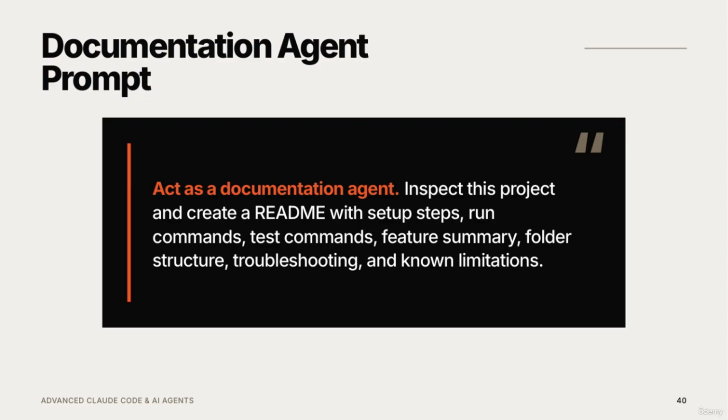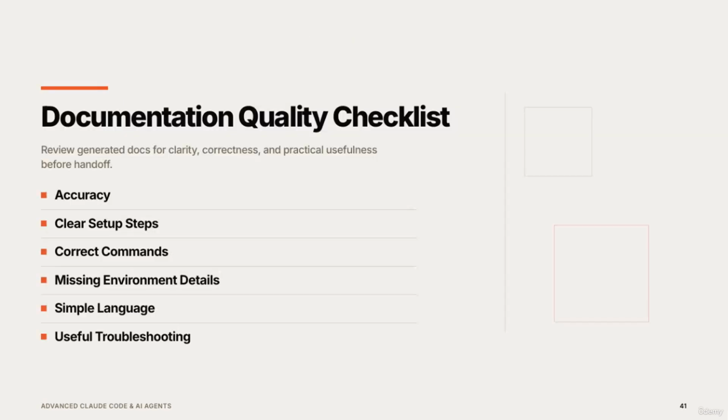This approach of acting as a documentation agent ensures that users and developers have a clear, structured understanding of the project, making it more accessible and easier to use. Here, we're focusing on the documentation quality checklist, an essential tool to ensure that all generated documents meet high standards before they are handed off.